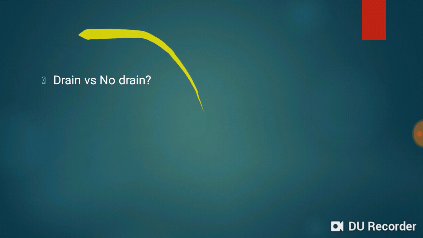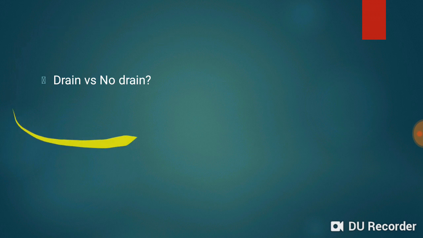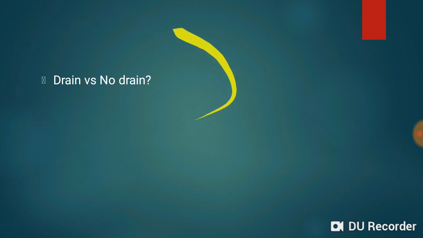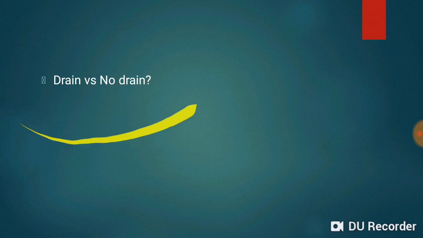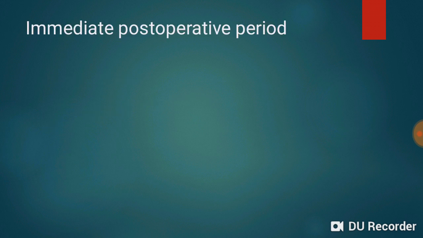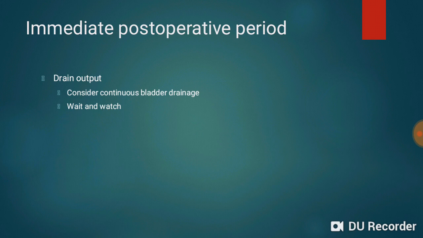Without a drain, if the anastomosis is good, the patient can be discharged by around 2 to 3 days. But if there is a drain, it is safer, and the debate is still going on whether to put a drain or not. In the immediate postoperative period, we have to check the drain output. Consider continuous bladder drainage if the drain output is increasing, because there can always be some amount of reflux across the DJ stent, and the drain output can increase if there is no urinary catheter. So bladder drainage can be considered if there is increased drain output.